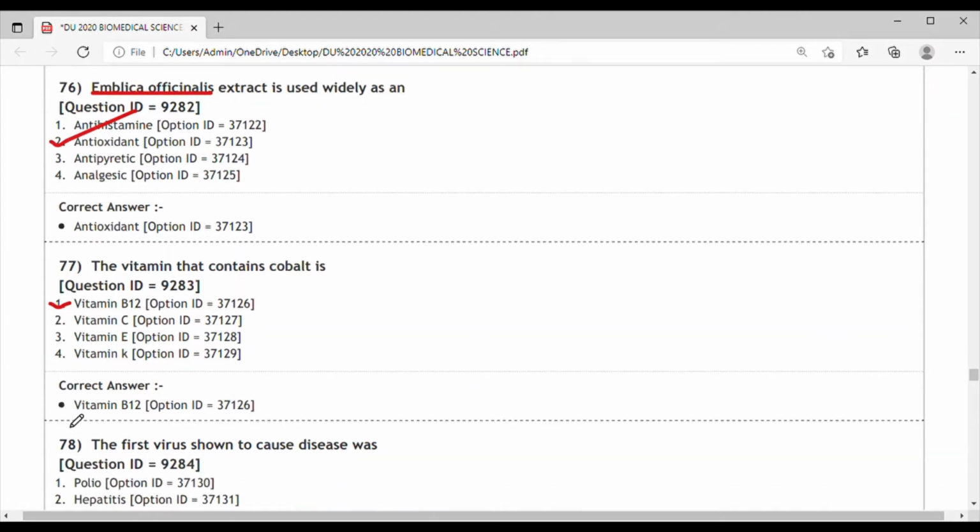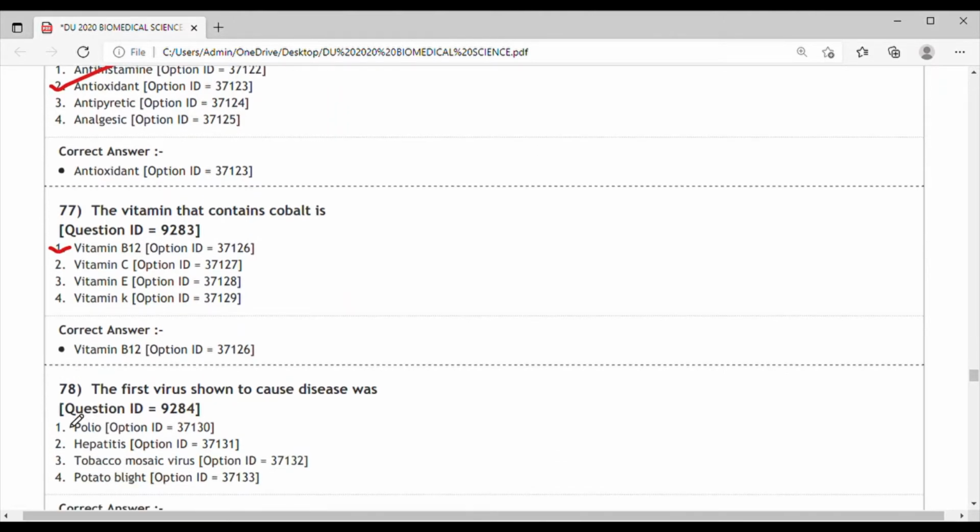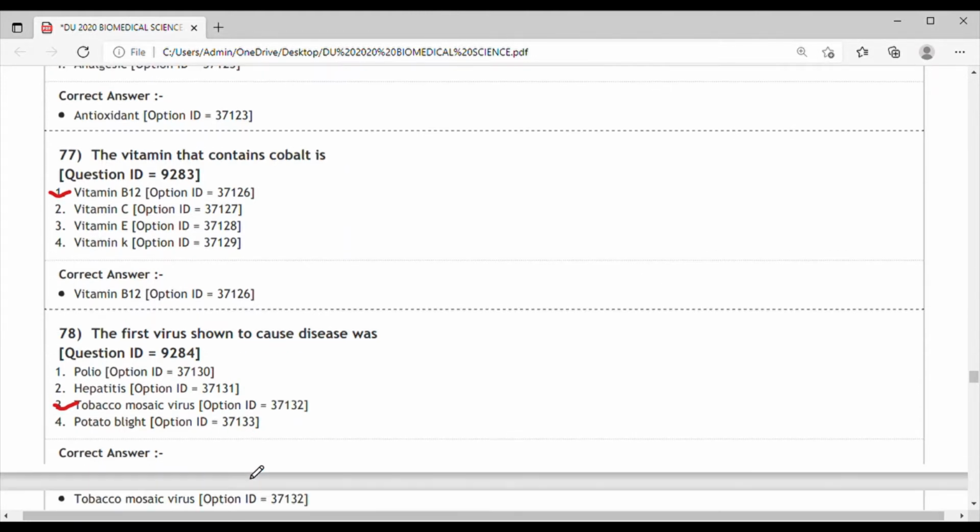Next question, question 78. The first virus shown to cause disease was the, it is the polio virus, hepatitis, or the tobacco mosaic virus. Option 4, the potato blight. Basically the TMV, that is the tobacco mosaic virus, is the first virus which show to cause a disease, and this tobacco mosaic virus is the plant virus. The correct answer is the option 3.